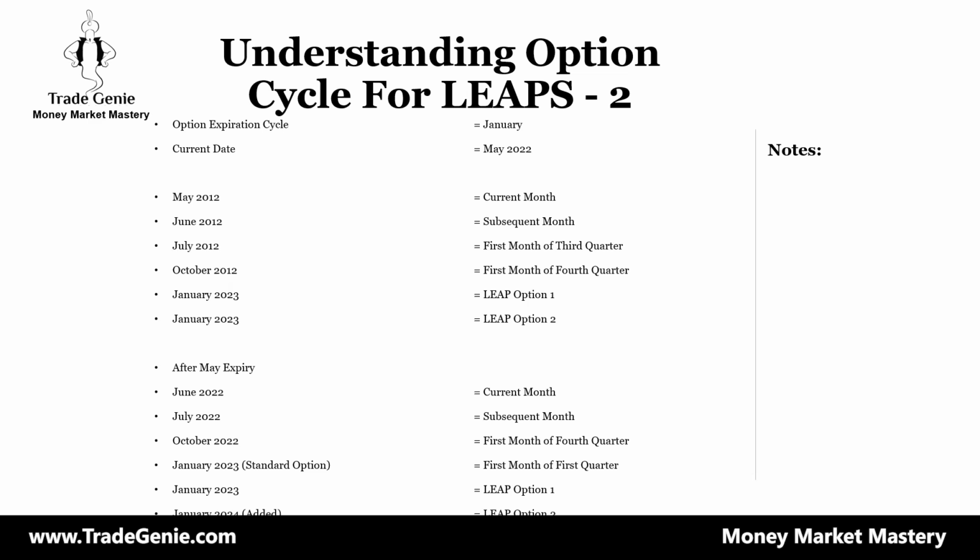So we add January of 2023 as another leap option. And then we add January of 2024 as another 1-year option. So if we are in May of 2022, then we have, not 2.5 years, but 1 year and 6-7 months.